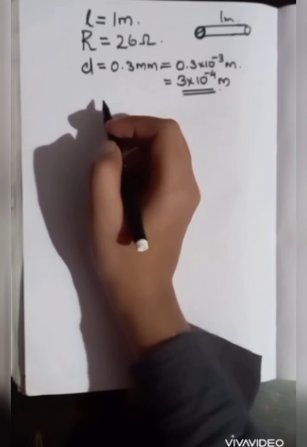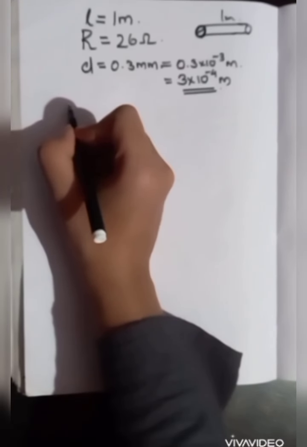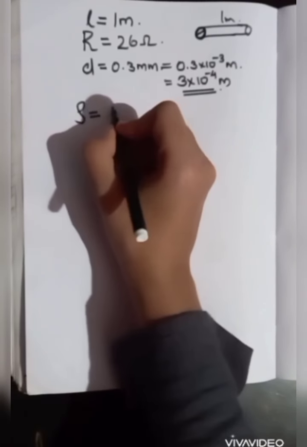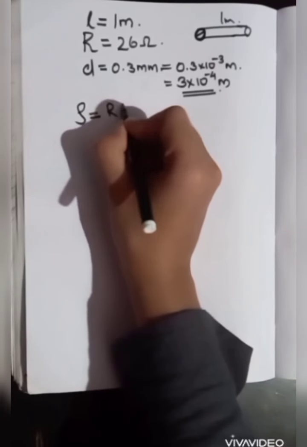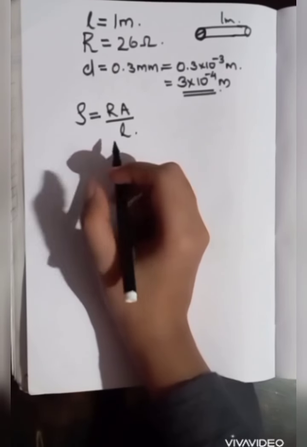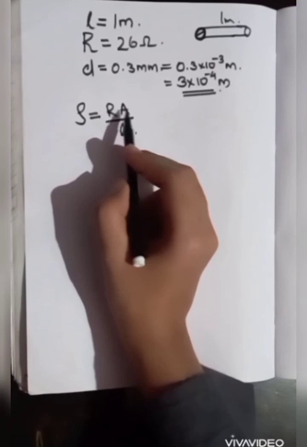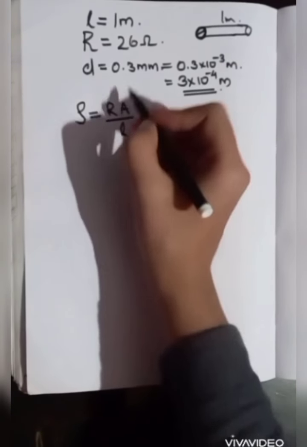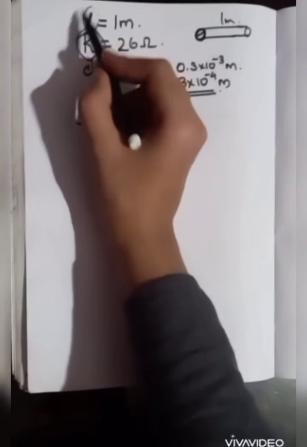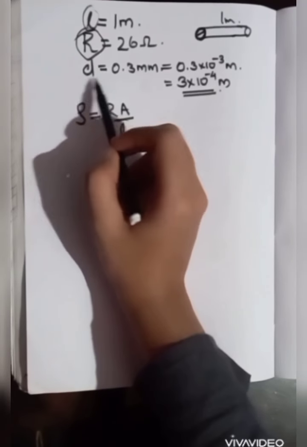Then we have to calculate the resistivity. What will be the resistivity of the metal at that temperature? Resistivity is denoted by the letter rho. We have the equation rho is equal to R into A by L. This is our equation to find the electrical resistivity rho. Here R is given, L, the length, is given, but the area is not given.